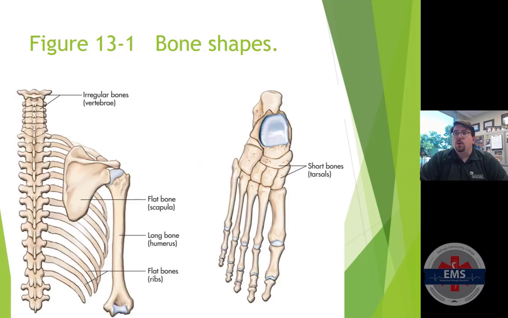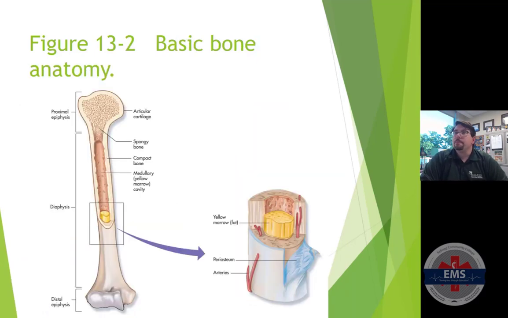An example of irregular bones could be your vertebrae. A flat bone could be an example of your scapula. Long bone is your humerus. Another example of flat bones is going to be your ribs. The short bones you're typically dealing with have to do with the tarsals in your feet and in your hands.